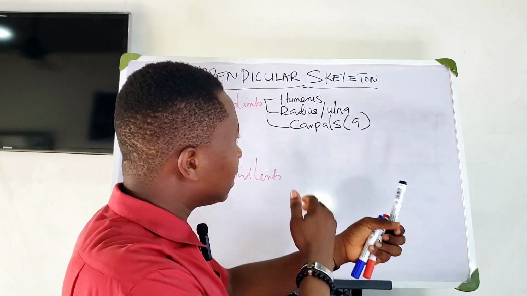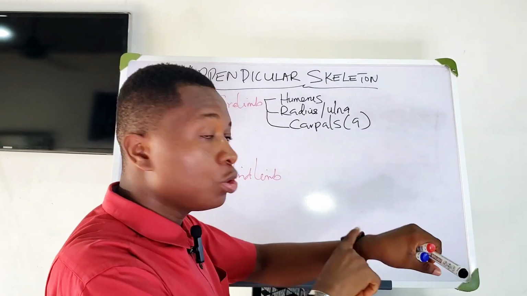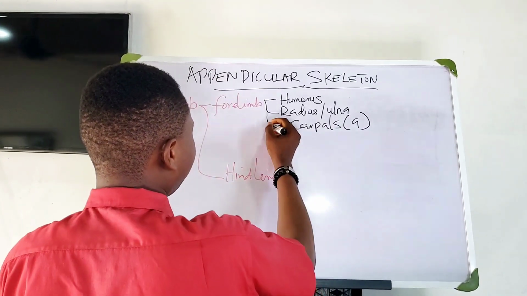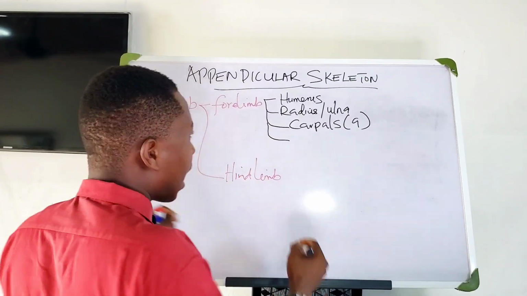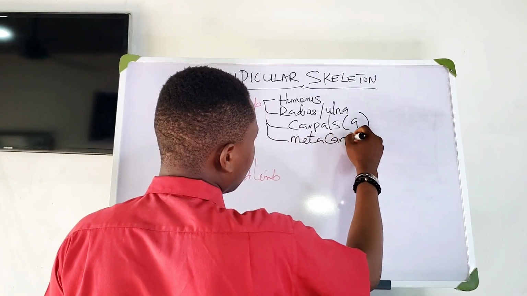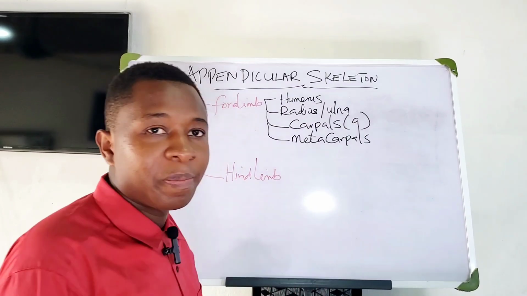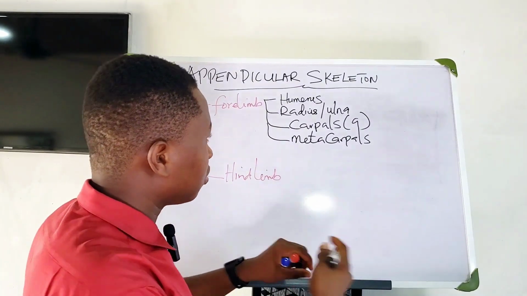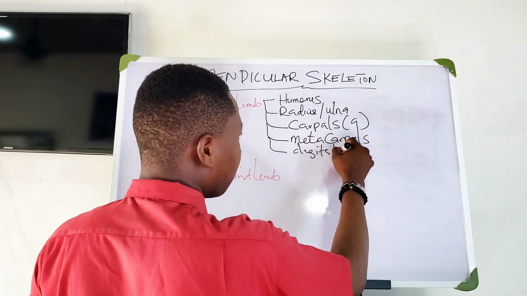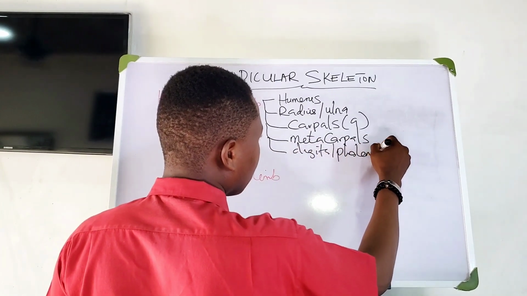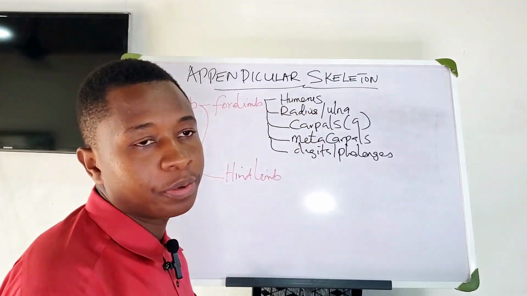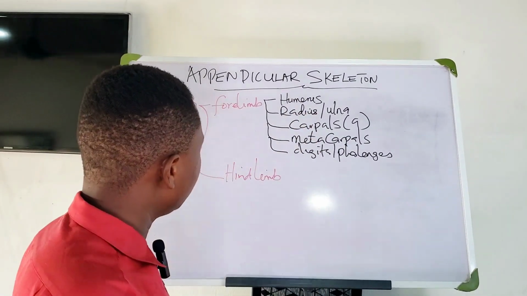So when you move down into the palm region, you will find another bone known as the metacarpals. Moving from the metacarpals, you get into your digits, or you can call them phalanges. So these are the bones that make up the forelimb. Now let's move over to the hind limb.